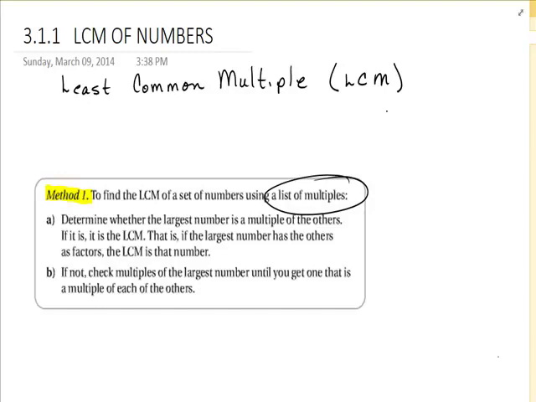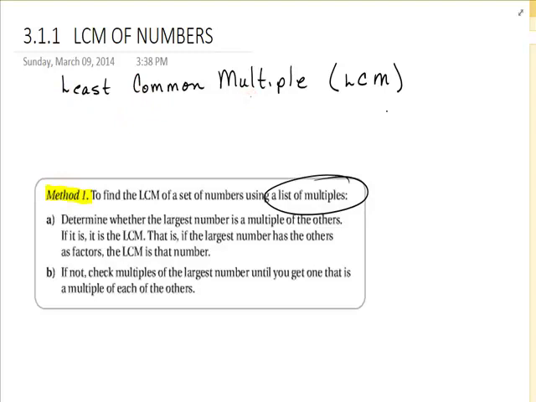Right, in previous lessons we've been working with fractions and we worked with multiplying and dividing fractions. In this unit we're going to look at adding and subtracting fractions, and most of you remember that in order to add and subtract fractions you have to have a common denominator. A least common denominator is a special case of something called the least common multiple of numbers.